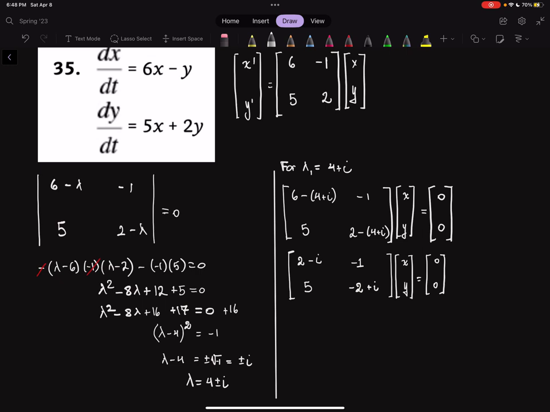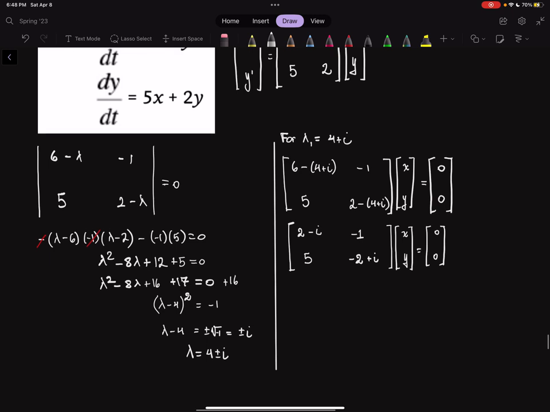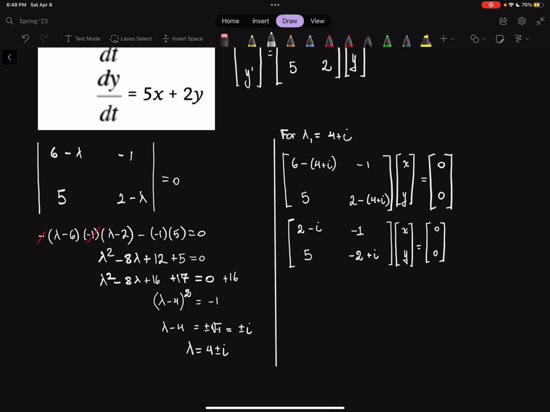Okay, well, now you might ask, how are you going to prove that the top row is dependent on the bottom row? I'll show you once. We won't do it more than once, but I think it's very cool to look at. So here we have 2 minus i times X minus Y equals 0, and 5X minus 2 plus i, minus 2 times i, Y equals 0.